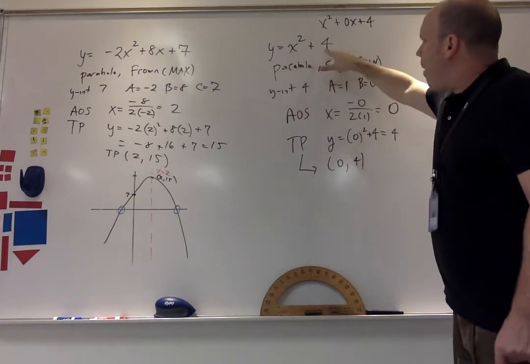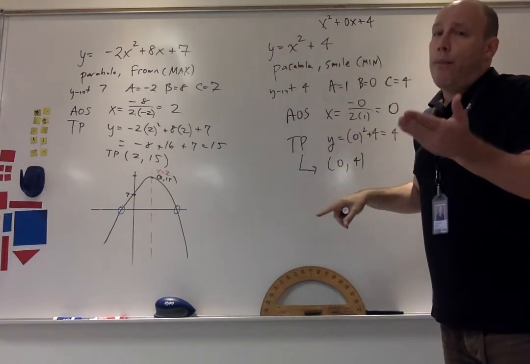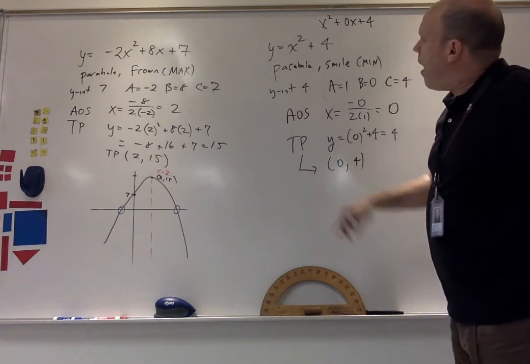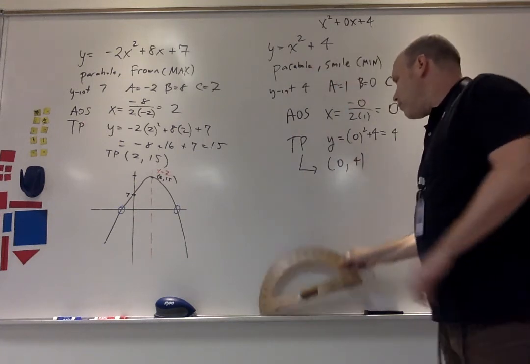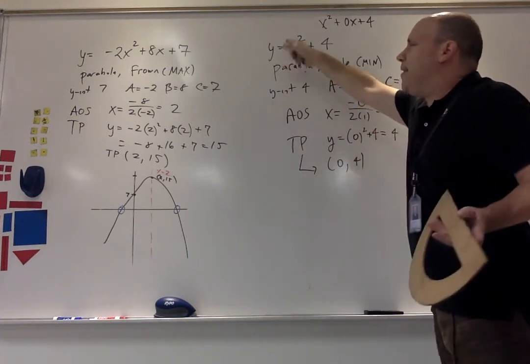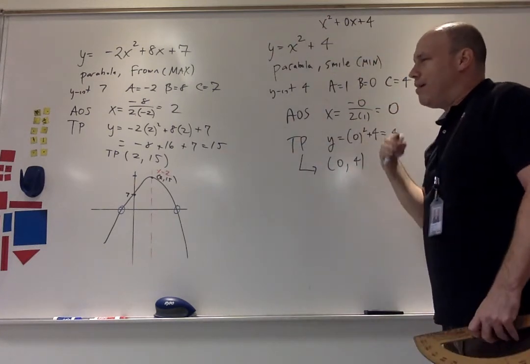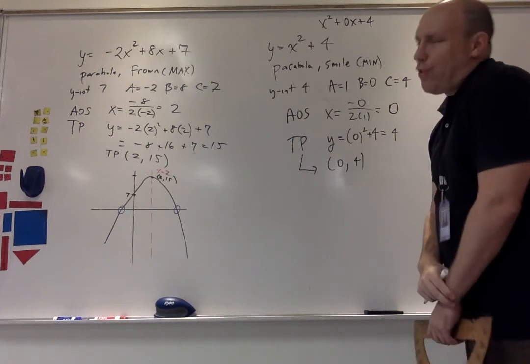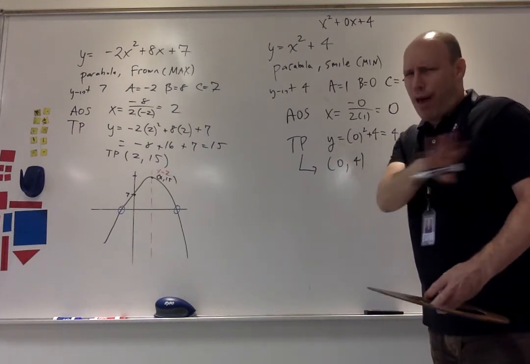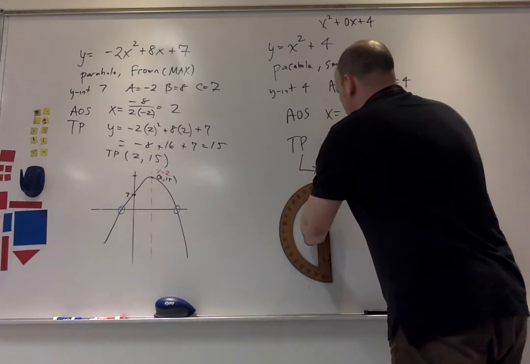So if you notice parabolas that look like this, without a b term, and if a is 1, the turning point is equal to the y-intercept. Let's sketch a graph.